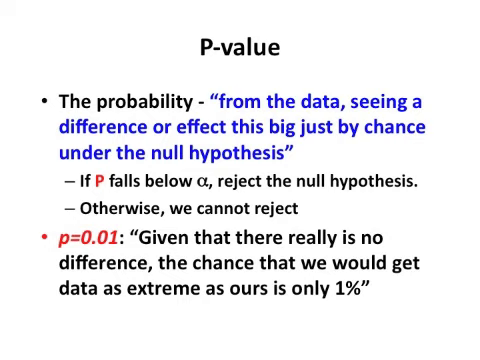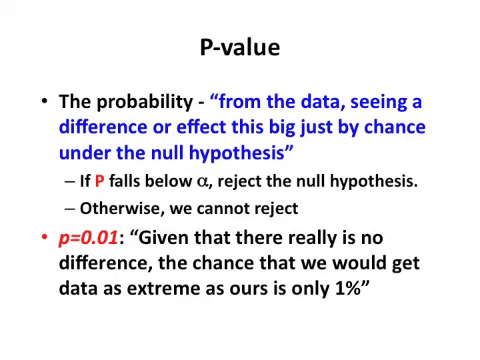That means, given that there is really no effect, no difference between the two arms, the chance that we would get data as extreme as ours, that is 2 pounds or larger in the treatment group compared with the placebo, is only 1%.